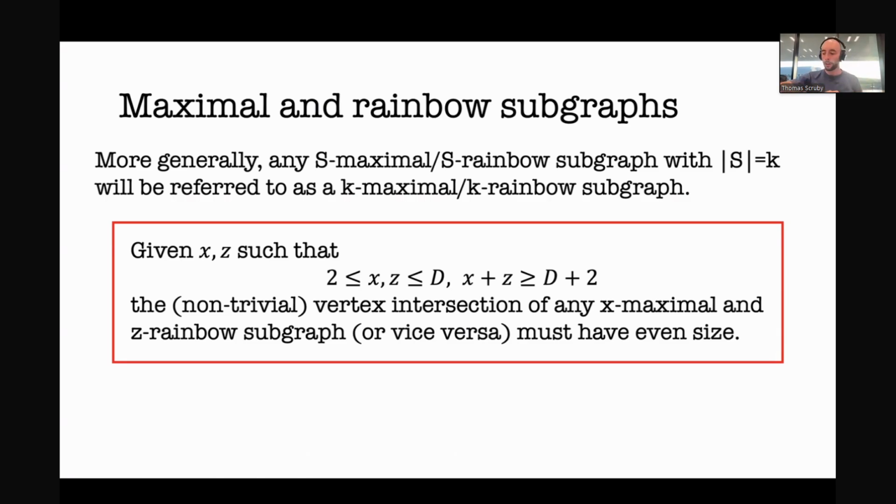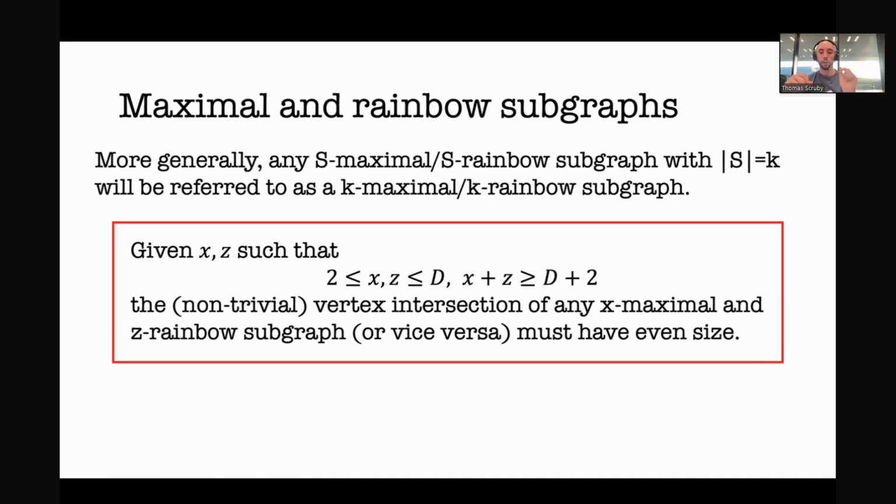I'm not going to give you a super rigorous argument for why this is the case, but the way to think about it is, if I have some X maximal subgraph with some number of colors, and I take some other Z rainbow subgraph, there are two sets of colors in the two subgraphs, and they must have at least one shared color, right? Because there's only D+1 colors in the graph, but this has to add to D+2 or more. So they must have at least one shared color.